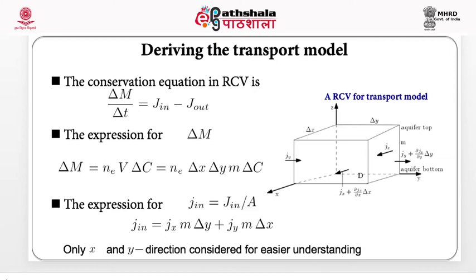Also, we can do it in the other spatial direction. That is, we can find the inlet Jy times the facing area, that is M times delta X. In this transport model, we are only considering two spatial directions, for simplicity. Now we have J in. Let us try to find J out.